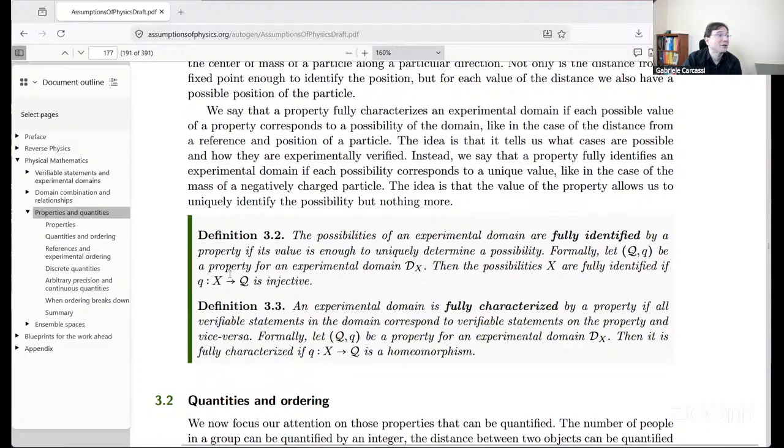And this is not really telling you, you just have a continuous map that is injective, but fully characterized means that the map is a homeomorphism. Not only can you go back and forth, but the topology is also conserved.